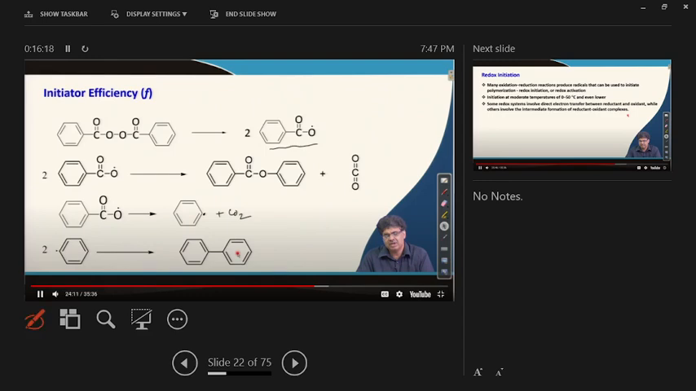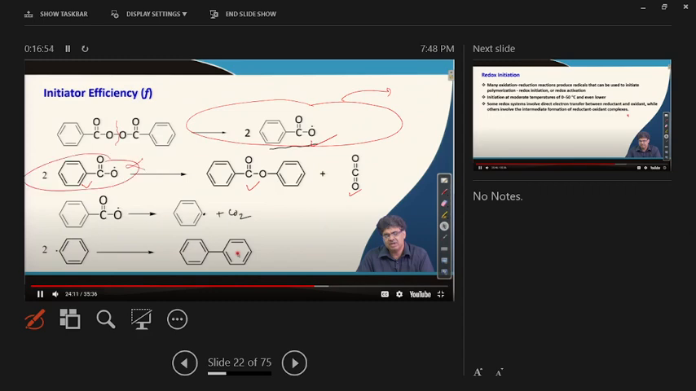See, this is the peroxide, benzoyl peroxide. When it dissociates, it will make two radicals. We require two radicals for the reaction. This is our objective. But some side reactions are occurring. See what happened: these two radicals can form another molecule with CO2. So you lost these two radicals.